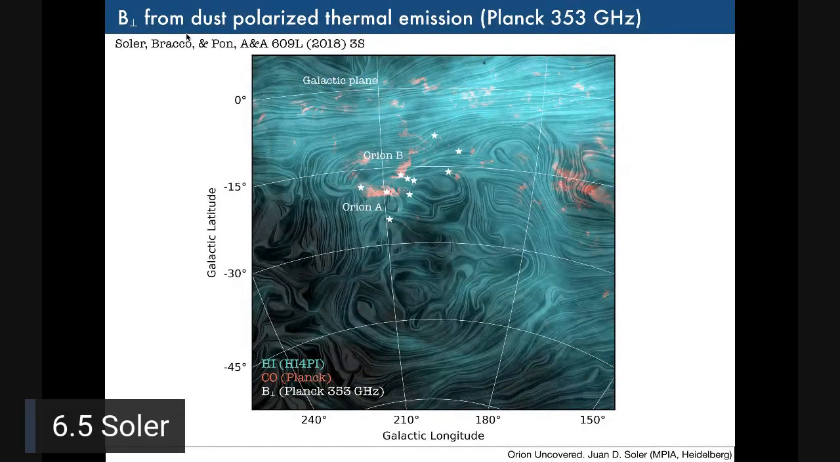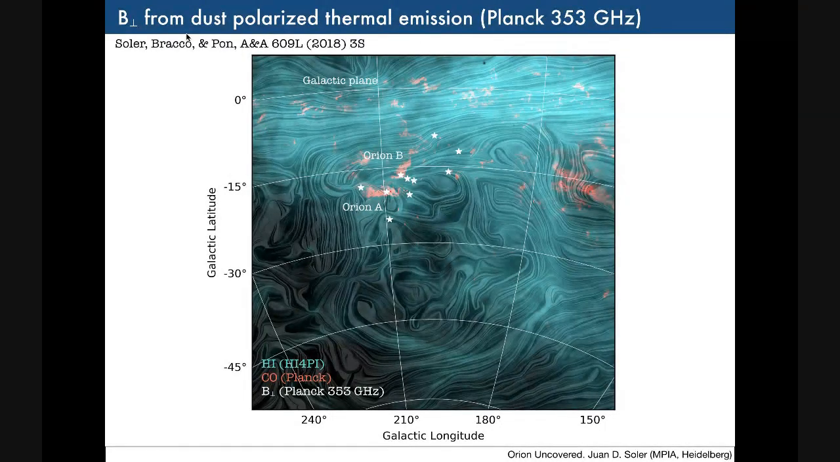The colors here: the blue corresponds to HI, the red corresponds to CO, also from Planck, and there you can see the Orion stars just for reference. You can see Orion A and Orion B very clearly, and this links Orion to this larger vicinity.